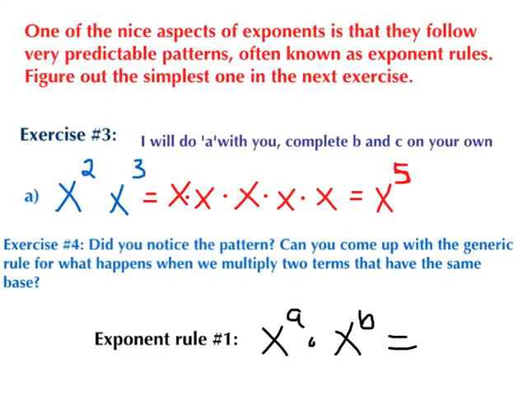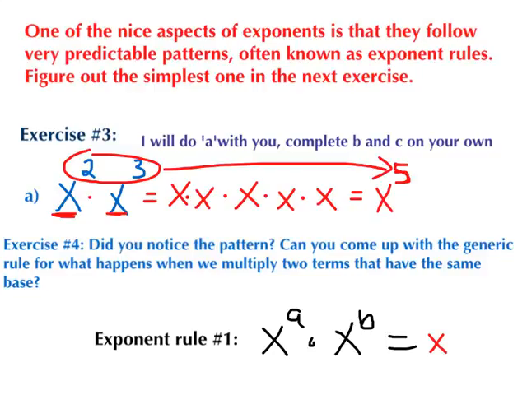For exercise number 4, did you notice the pattern? Can you come up with a generic rule for what happens when we multiply two terms that have the same base? My base is x. We're not dealing with any coefficients in this case. And I'm saying x squared times x to the third. What did I do with my exponents to get an exponent of 5? See the rule? Well, when I have the same base and I multiply, I add my exponents. A plus B will give me my answer.